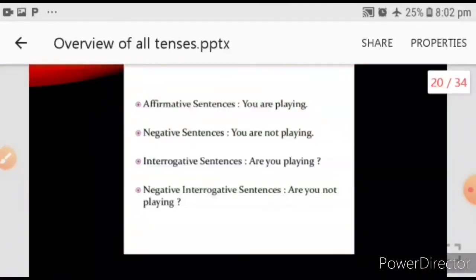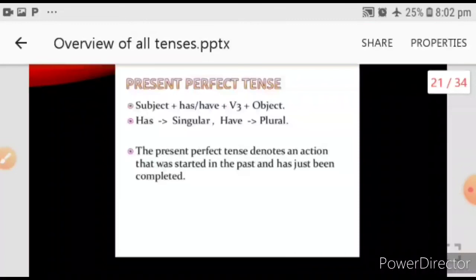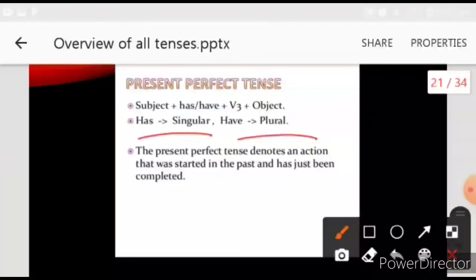Then we have the present perfect tense. In present perfect tense we have has or have plus third form of the verb. Now the third form of the verb is important, and they have used has with singular, have with plural form. The perfect tense denotes an action that was started in the past and had just been completed, so that becomes the present perfect tense.